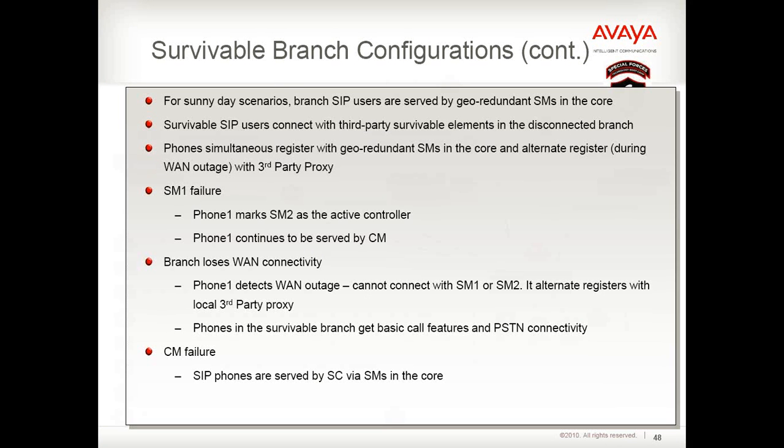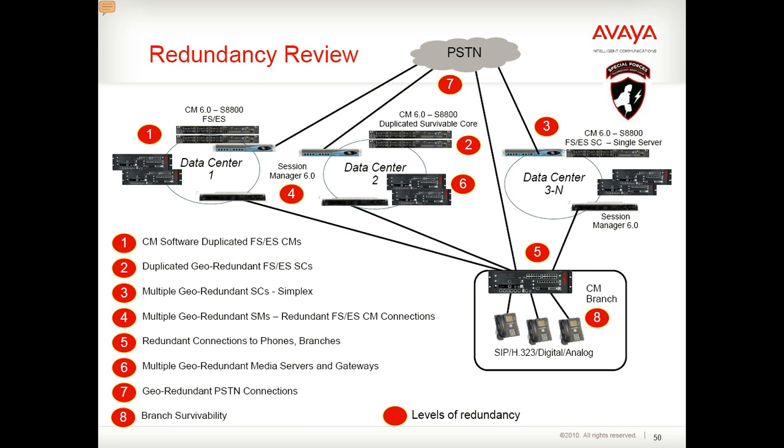And this is just a review of a failover type architecture, and this redundancy review here really looks at a complete survivable core and branch failover type of scenario. So if you notice, you're running duplicated feature servers and survivable core evolution servers, multiple geo-redundant survivable cores, multiple geo-redundant session managers.